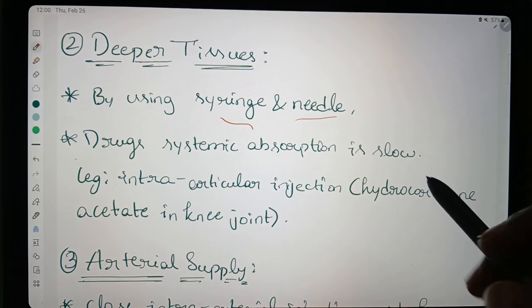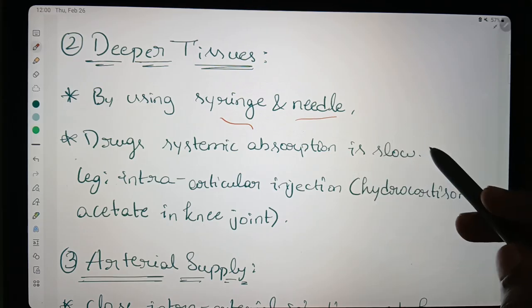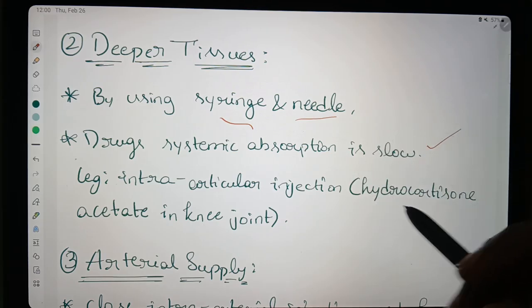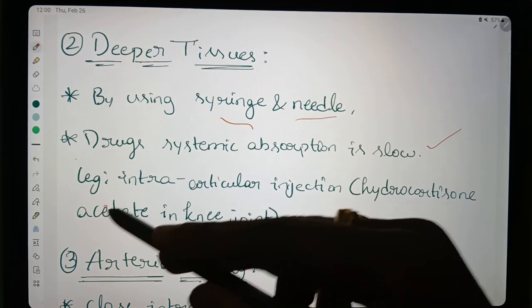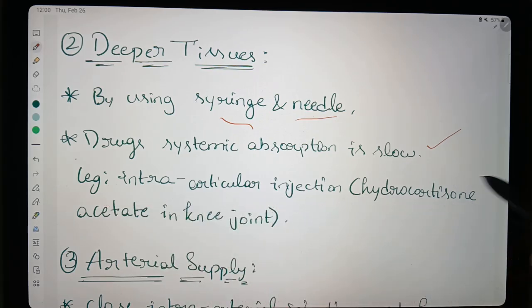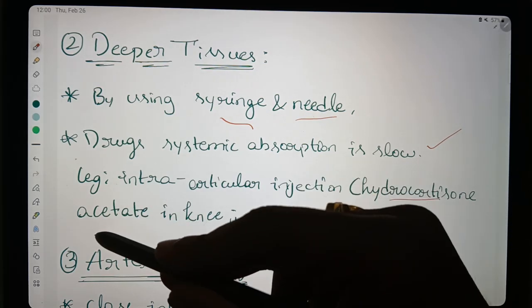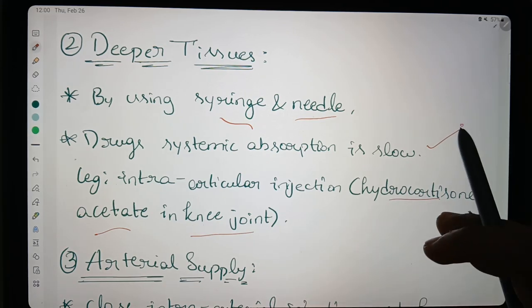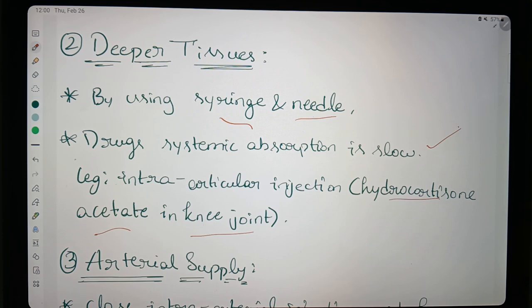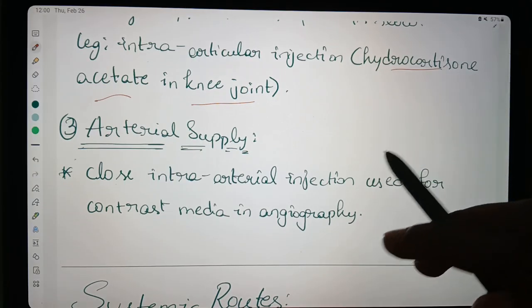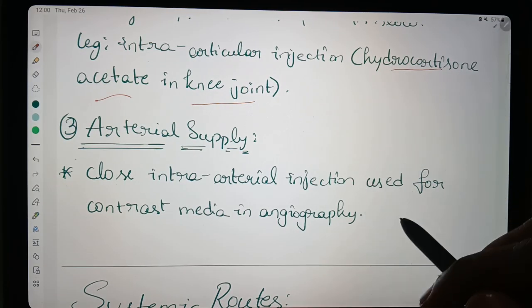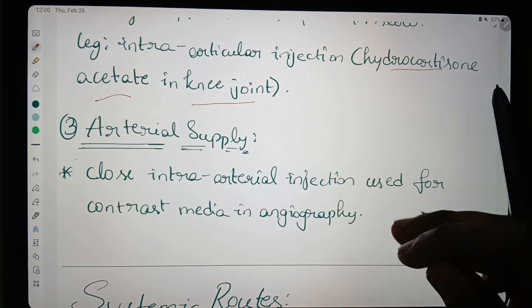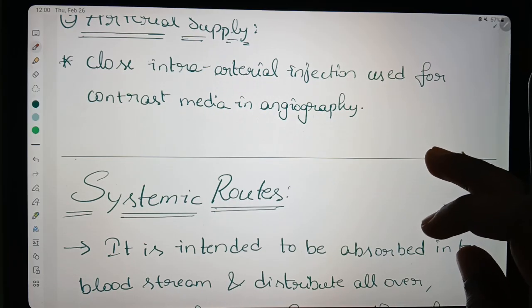Coming to the deeper tissues, we give drugs using a syringe and needle. Systemic absorption is slow. For example, in intra-articular injection, hydrocortisone acetate is given in the knee joint. And then arterial supply: close intra-arterial injection is used for contrast media in angiography. This is not that important.